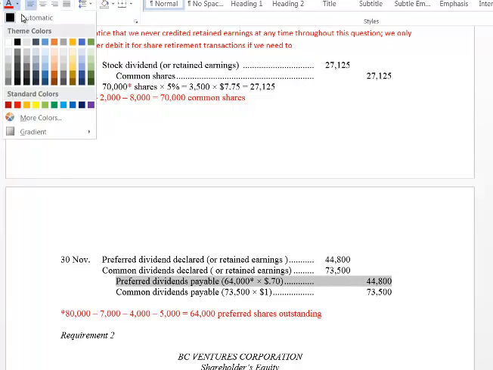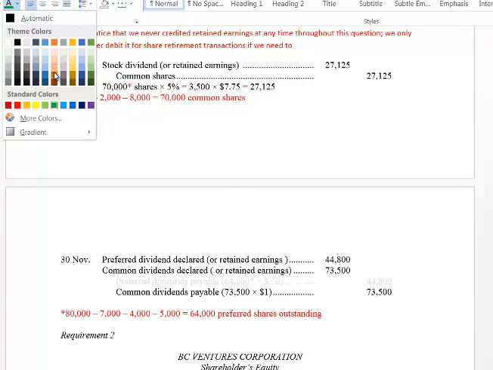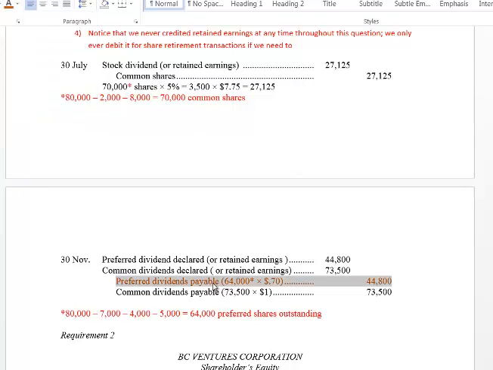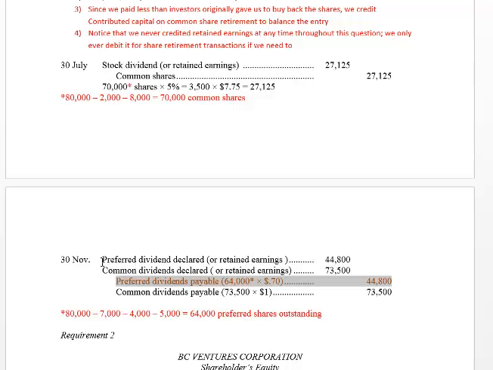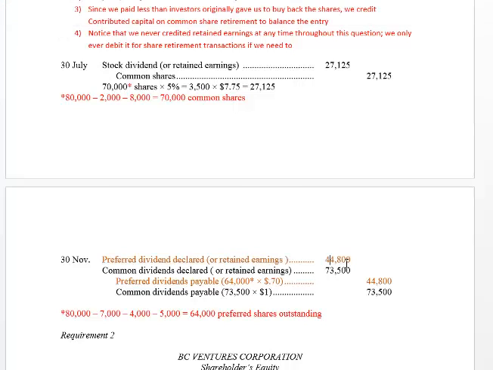So maybe if I do this in color, it might help. Ooh, maybe that's a little bit too light. Okay, we're going to credit the preferred dividends payable for 44.8 and debit the preferred dividends declared, or you could do it directly to retained earnings if you wish, for 44.8.